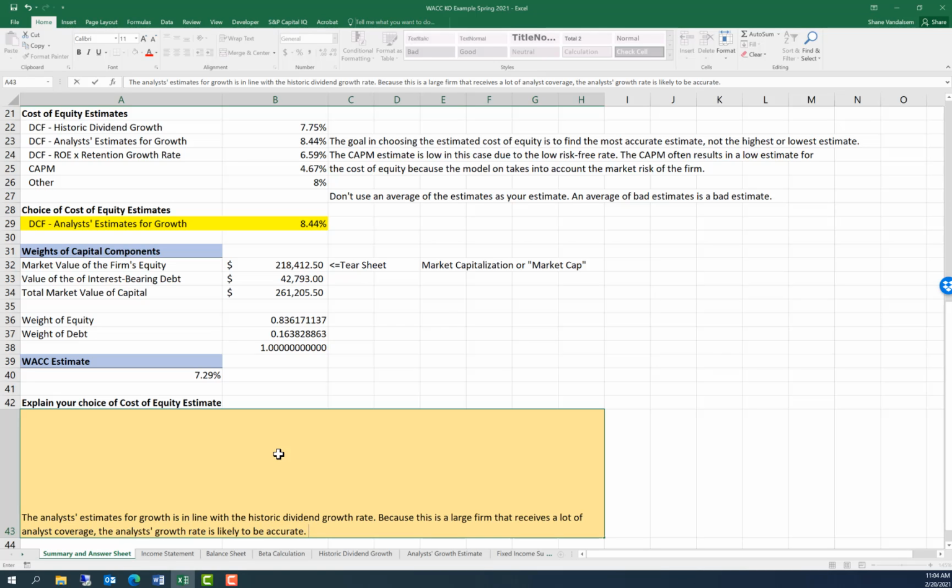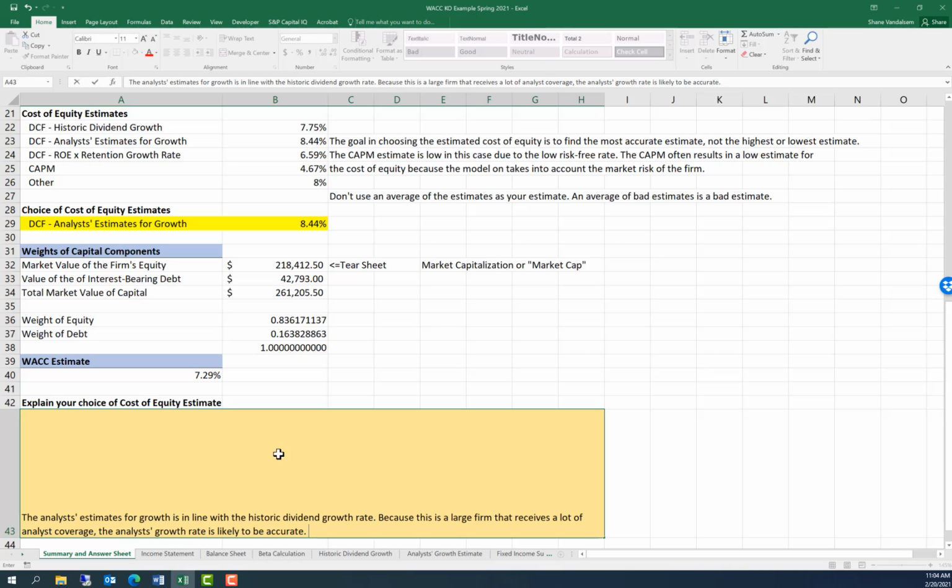And if I saw wild differences between the growth rates here, and really there's not, outside of, or excuse me, the cost of equity estimates, with the exception of the capital asset pricing model, there isn't a great big wide range. The retention growth rate may be a little bit low because their payout ratio for the last year was 91%, and it varies over time. It can't get a whole lot higher than 91% for a sustainable payout policy. And so I feel comfortable with this analyst estimates for growth.